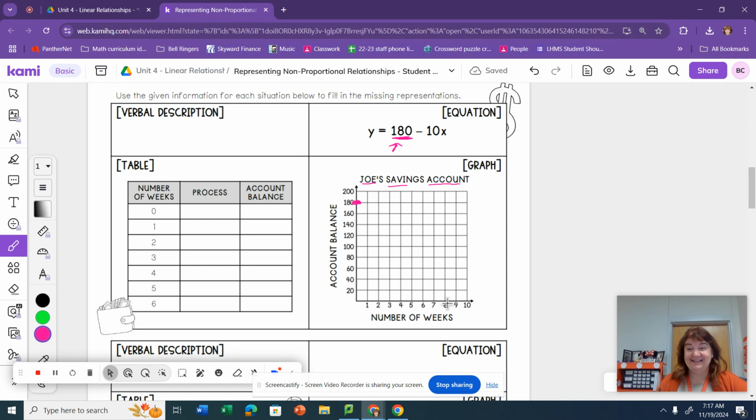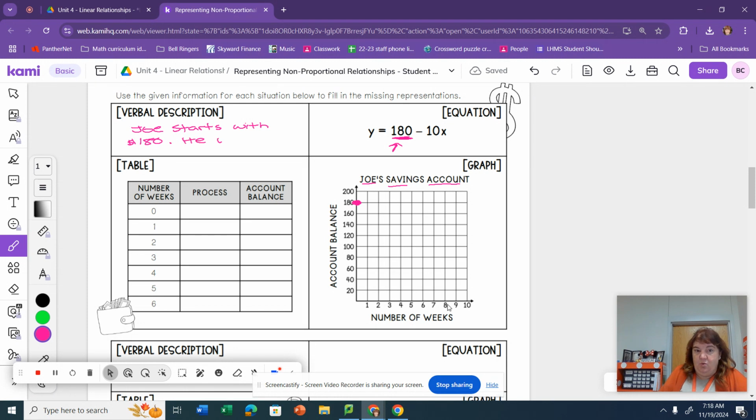Did you get it right? I hope so. It's called the y-intercept. The y-intercept. Okay, so that's where we're starting. And then it looks like he takes out $10 a week. Okay, we can do this. So Joe starts with $180.